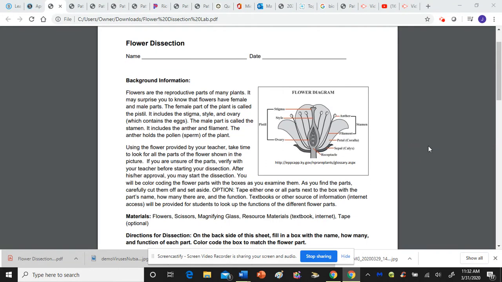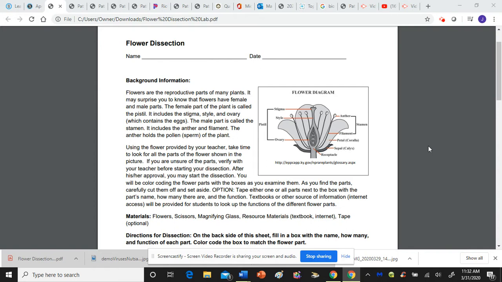So for your flower dissection lab, you can choose any flower. Most people have dandelions right now, so that would be an easy one to get. If you can get a tulip or a buttercup or something like that, it would be really easy to see the reproductive parts, and that's what we're looking for.